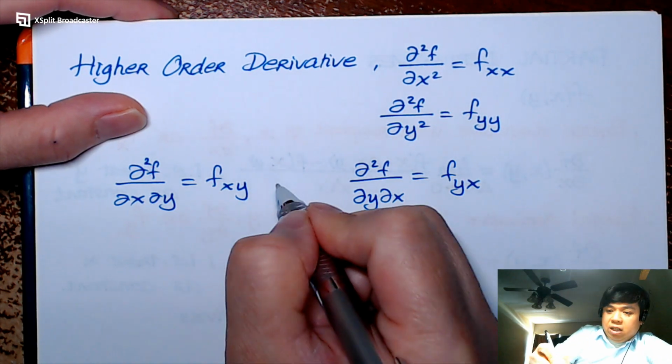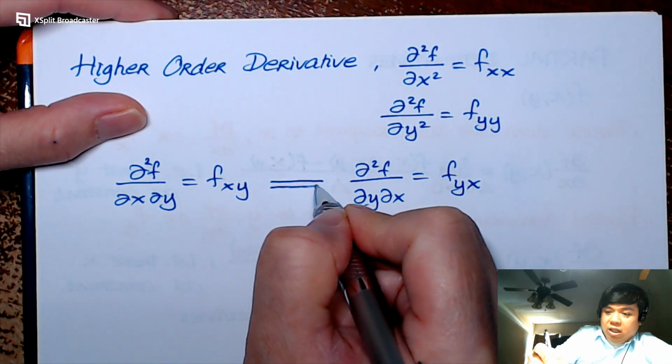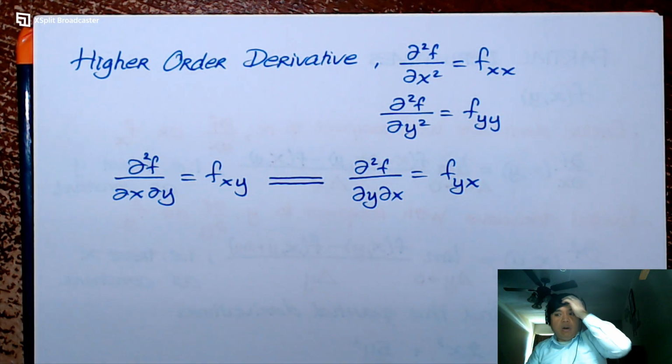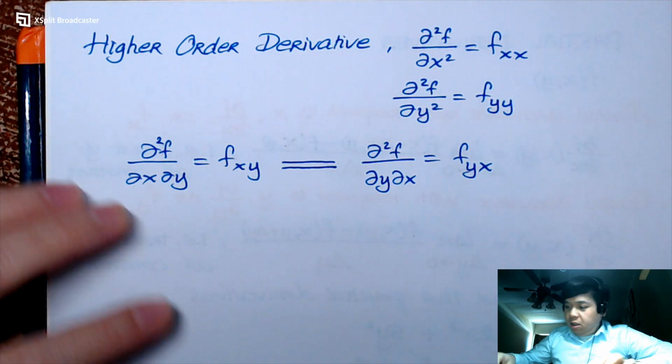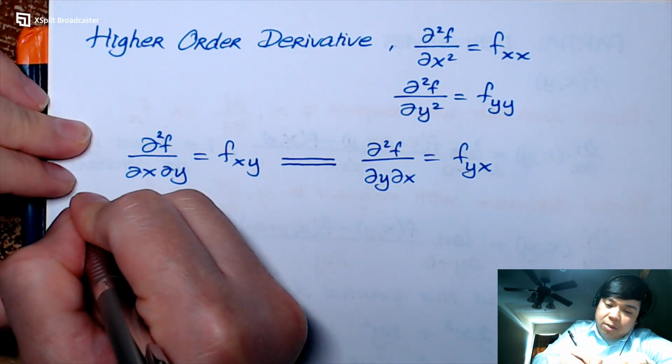And later on we can say we see that they are equal. This is called the Clairaut theorem. So mixed partial derivatives are equal. But I just want to do one example here.